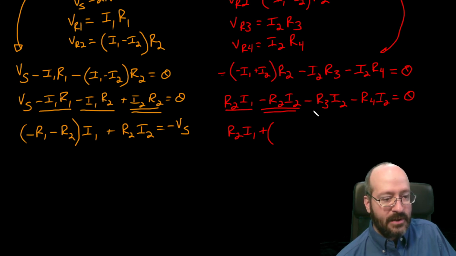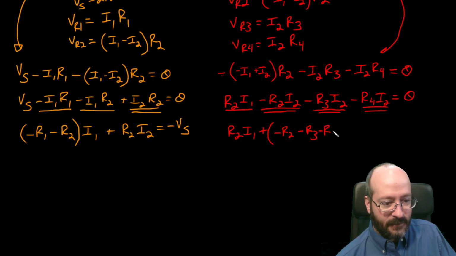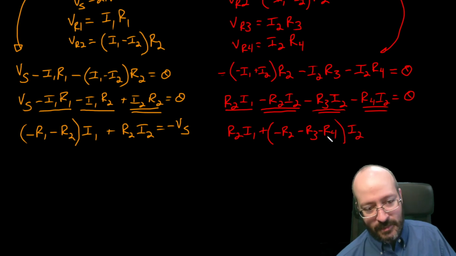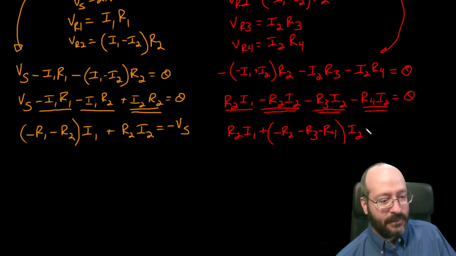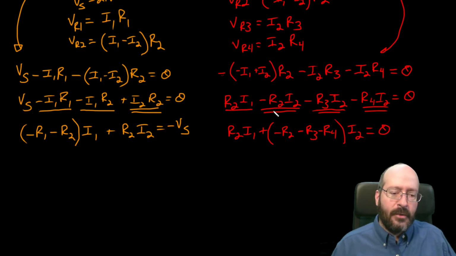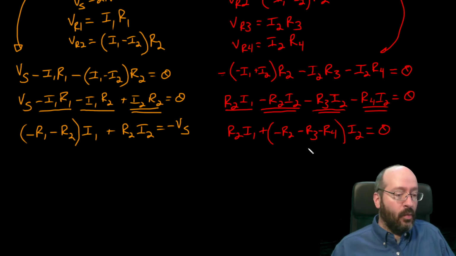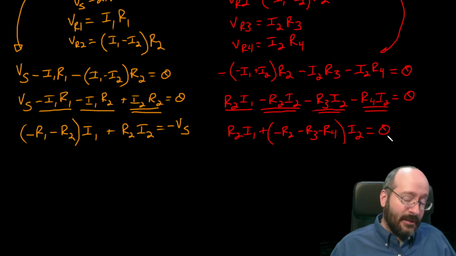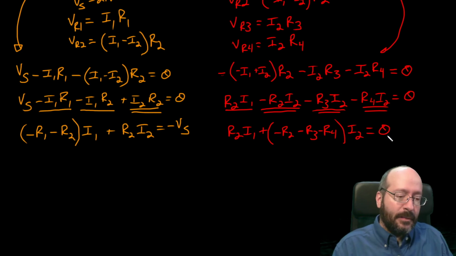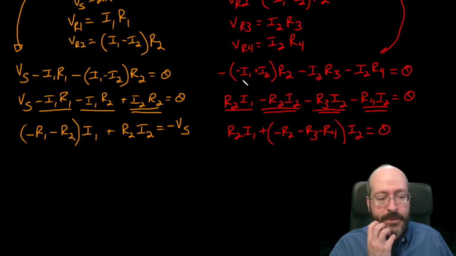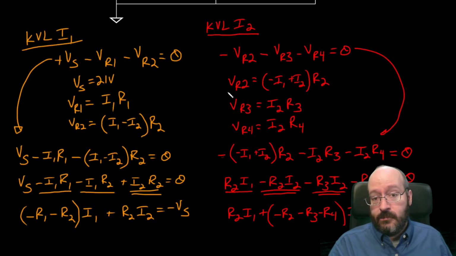Okay, so we have 3 terms that have I2 in them, and this one is negative R2, negative R3, and negative R4, and that's all in front of I2. Check yourself. Go distribute that back out, and you're going to see that you get those three terms, and that's equal to 0. Now it's in the same form, right? We have one term for I1, we have one term for I2, and all the constants, there are none because there were no supplies in this mesh, all the constants are on the right hand side. From here, we plug in values.